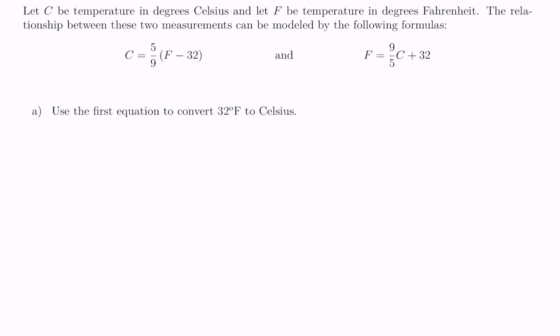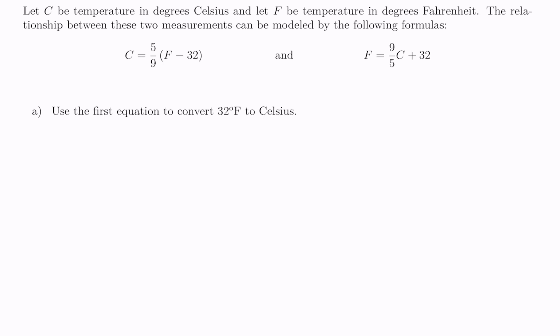The first formula, C equals 5/9 times the quantity F minus 32, will take a temperature in degrees Fahrenheit and convert it to degrees Celsius. And the formula F equals 9/5 C plus 32 will take a temperature in degrees Celsius and convert it to degrees Fahrenheit.